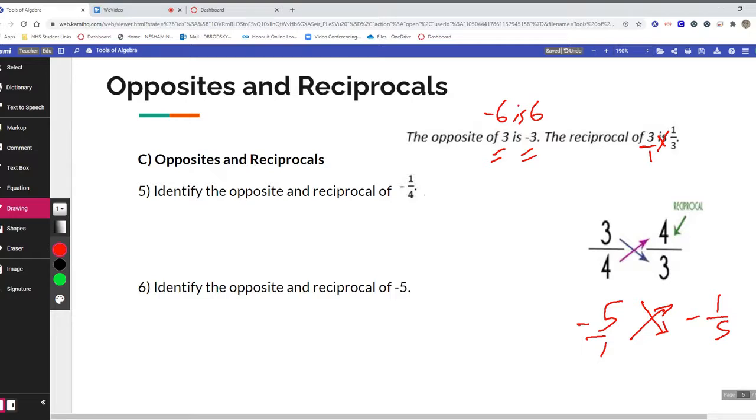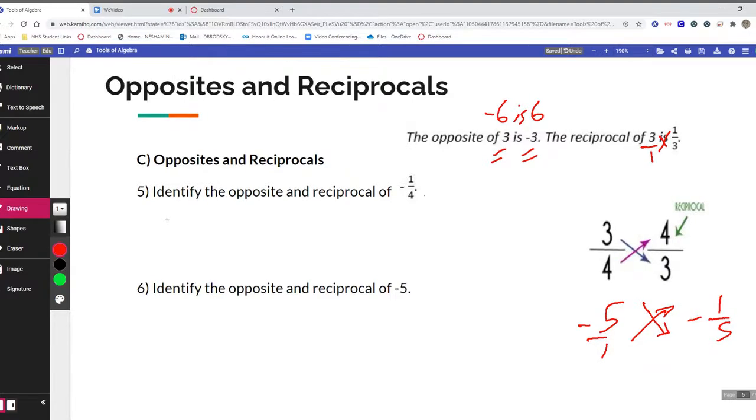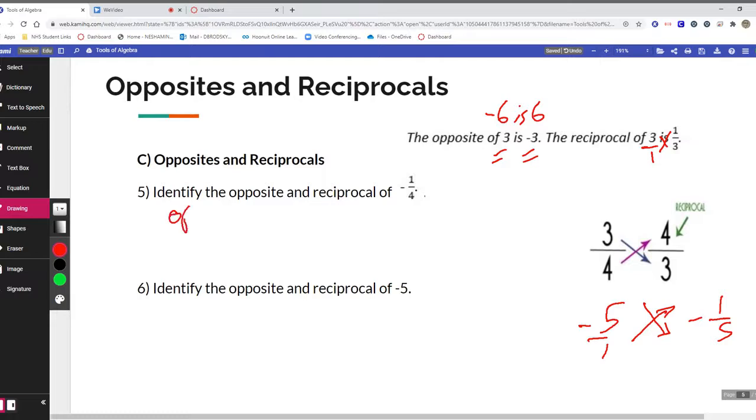Identify the opposite and reciprocal of negative 1/4. The opposite of negative 1/4 is positive 1/4, and the reciprocal of negative 1/4 is negative 4/1, or negative 4. We move on to the bottom one. Identify the opposite and reciprocal of negative 5. The opposite of negative 5 is positive 5. The reciprocal of negative 5 is negative, instead of 5/1, we're going to do 1/5. So our opposite and reciprocal.